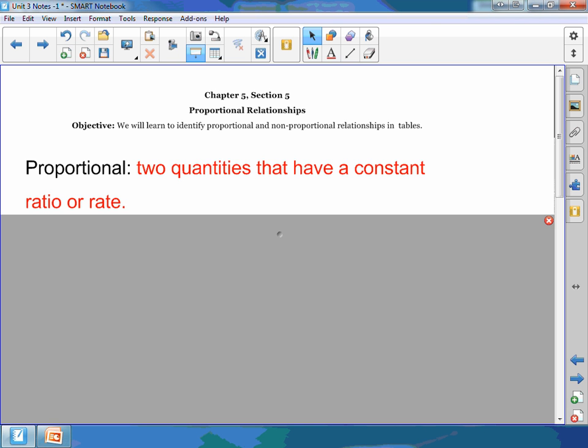If you go for 3 hours, then you've walked 9, right? That's that constant growth. 1 hour is 3 miles, 2 hours is 6 miles, 3 hours is 9 miles. That is constant growth, constant change. That's a proportional relationship.